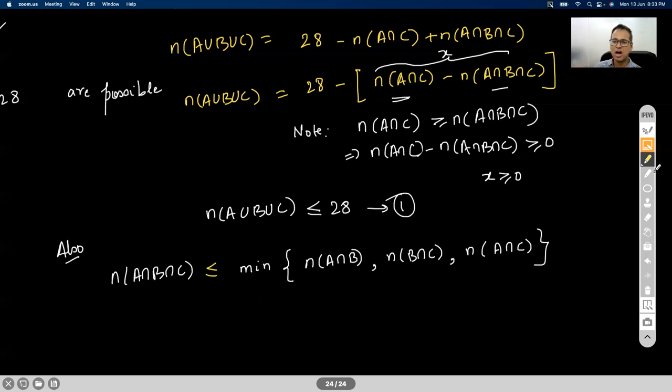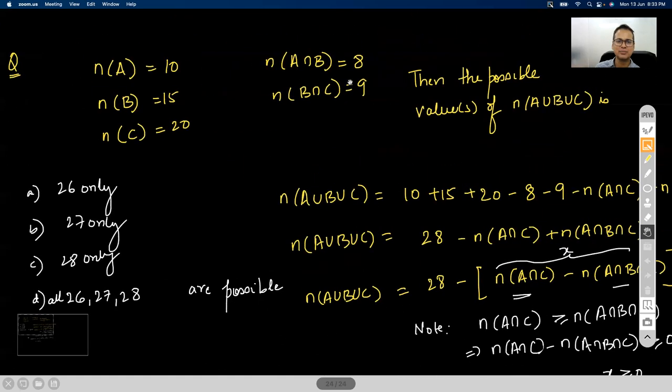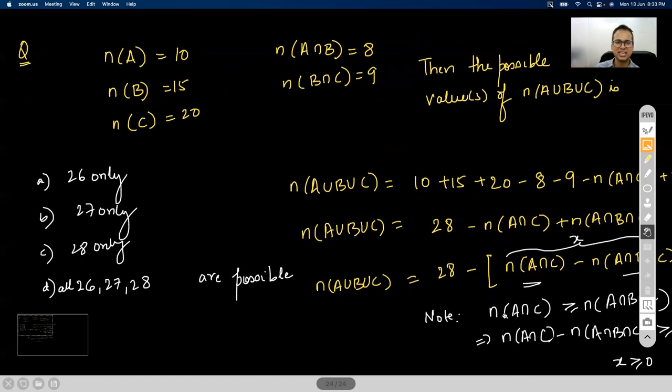Correct? Now, out of these three, this information is not provided to me. I only know these two pieces of information. So it is less than the minimum of N(A ∩ B), and N(A ∩ B) is 8. Correct?